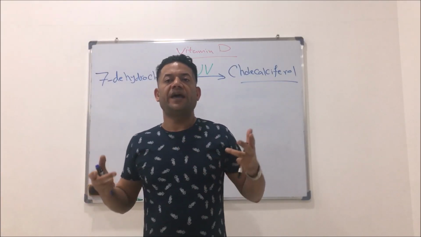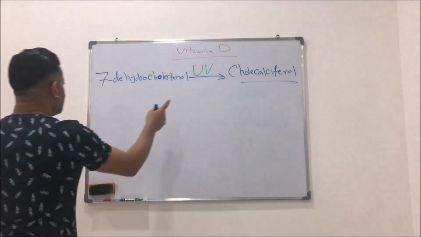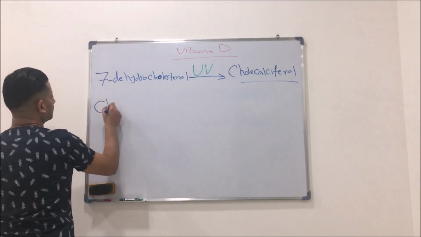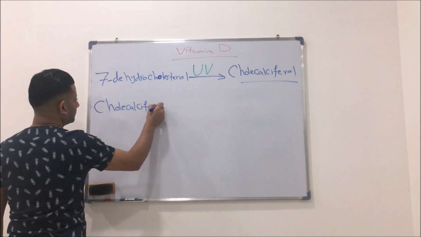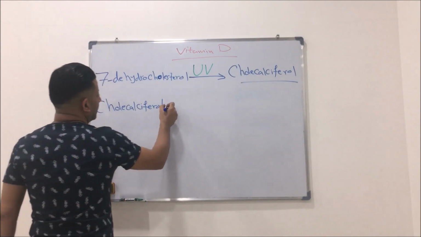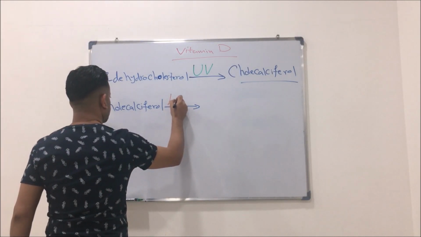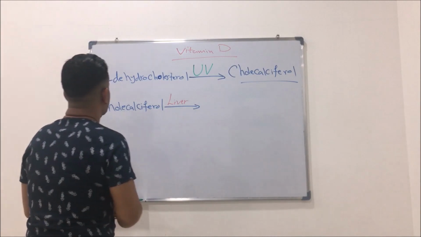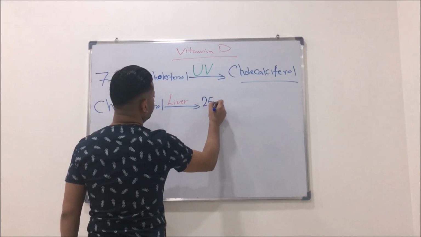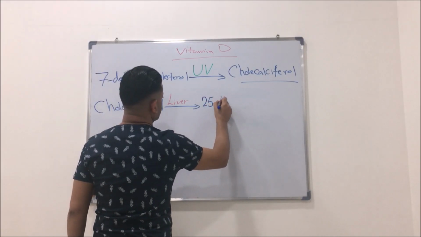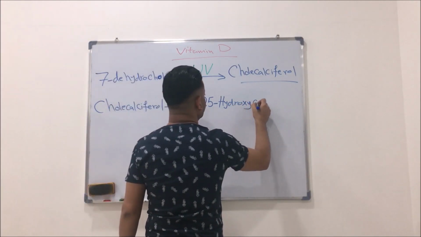Steps to be activated in order to work, to perform its normal function. So cholecalciferol is activated in the liver to become 25-hydroxycholecalciferol.